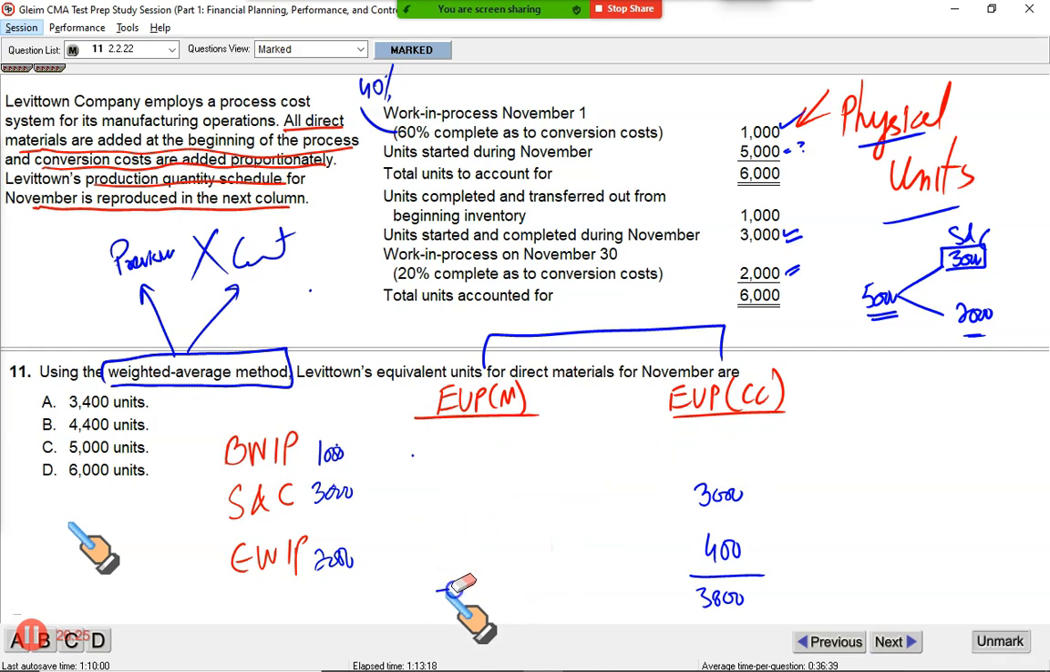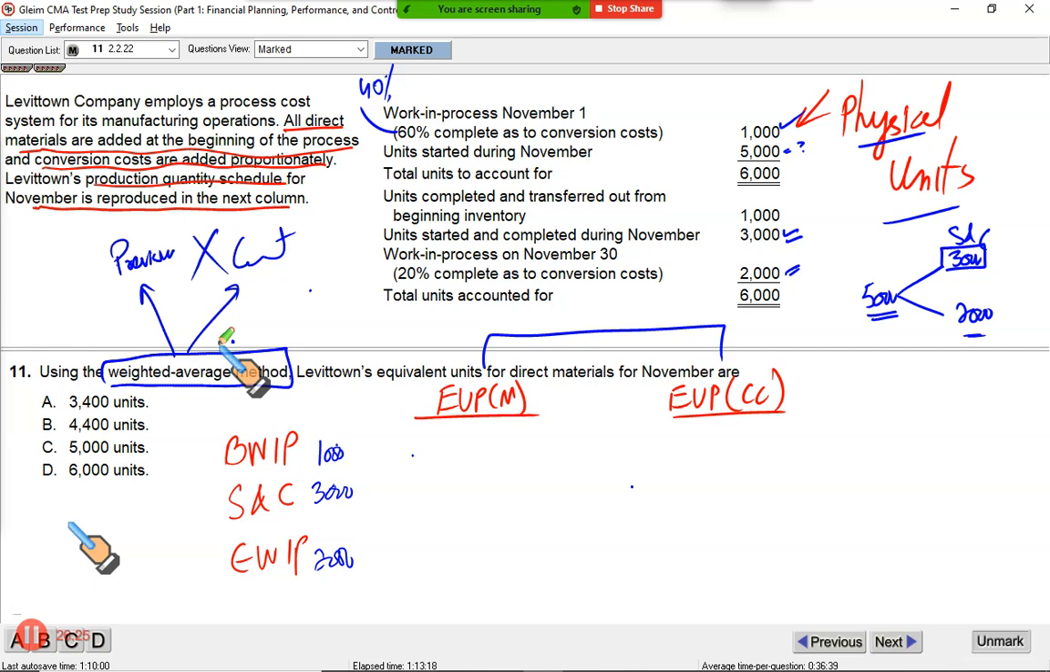Let's do this all from zero, so you will know exactly what we are doing. Under the weighted average method, there is no distinction, no difference, between what is done previously and what is done currently. We have to take the total.